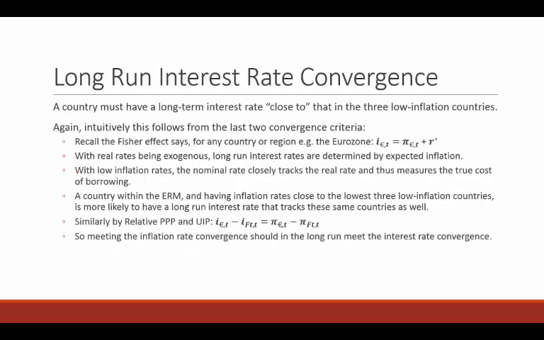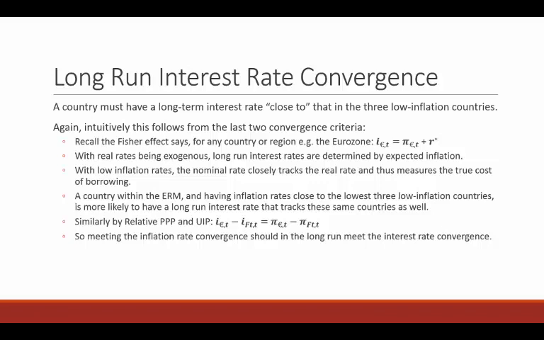The third nominal convergence criteria, which again goes hand in hand with the other two, is the long-run interest rate convergence. This states formally that a country must have a long-term interest rate close to that in the 3 low inflation countries. Note that this is the long-run interest rate, which is determined by the Fisher equation, and which suggests that in the lowest inflation states, for any given level of real interest rates, the nominal interest rates also would be the lowest ones, or the ones closest to the real interest rate. And recall, the real interest rate measures the true cost of borrowing.